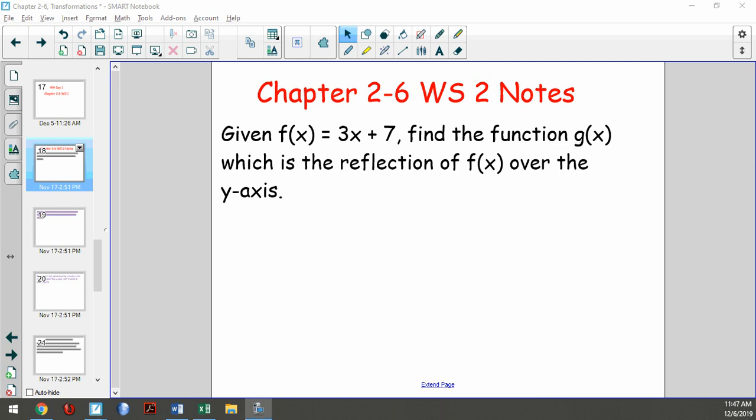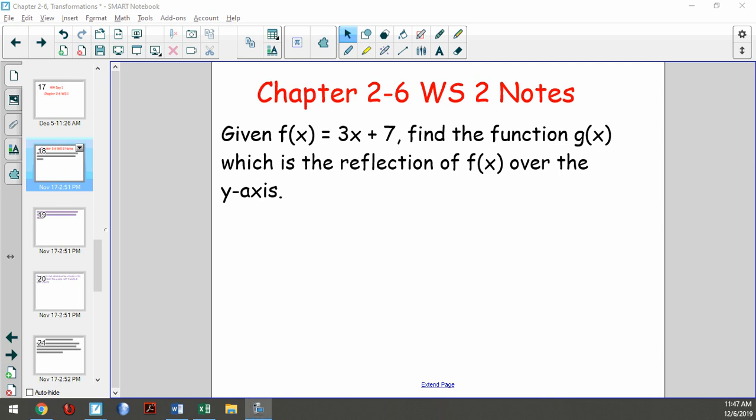Okay, what we're doing today is I am giving you a function, and I'm giving you the transformations that I want you to do to that function, and I want you to find a new function. One more time. I give you the function f of x equals 3x plus 7. I want you to find the new function g of x that, when I take f of x, 3x plus 7, and reflect it over the y-axis, it will give me the function g of x. Does that make sense? So when I say that you are reflected over the y-axis, what are you doing?